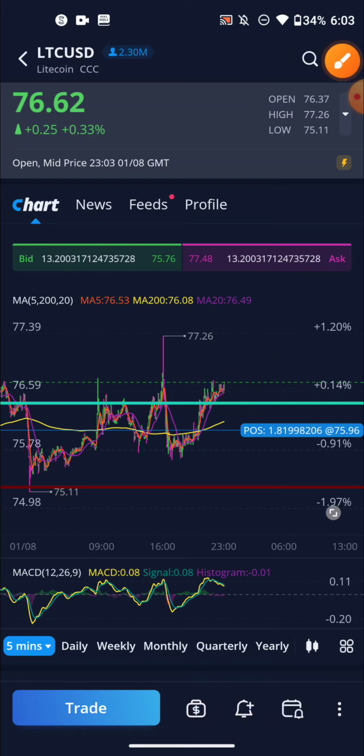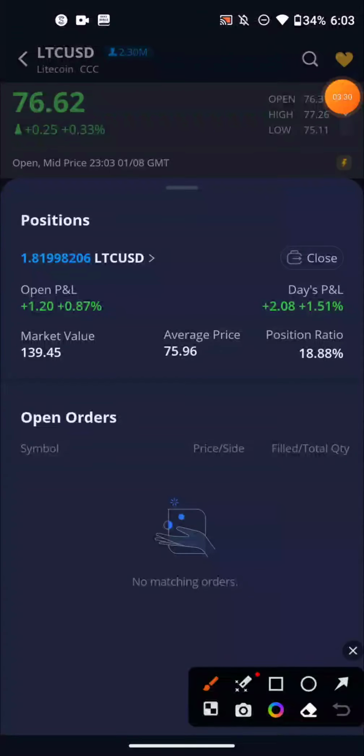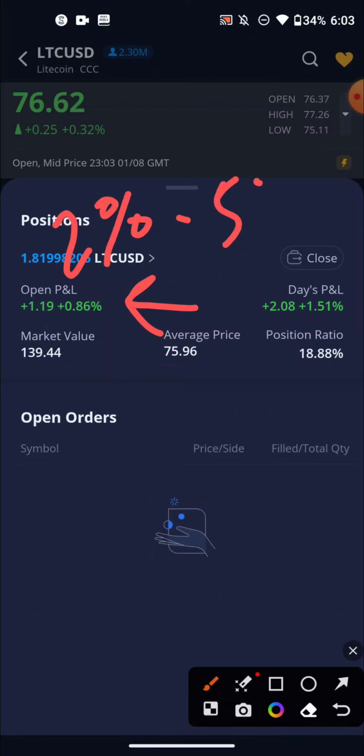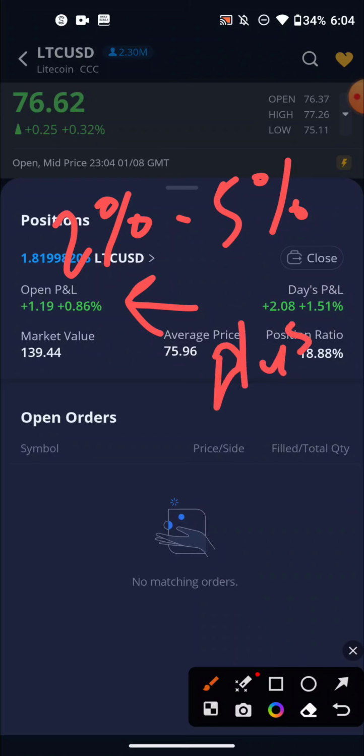I want y'all to remember the type of trading style that I have, okay? As we look at my position right now, I'm currently up 0.87%. But you see, I want way more than that though. That's what I'm looking for. I want anywhere between 2 to 5%. Everything else is a plus. And after that, I'll just repeat the process.